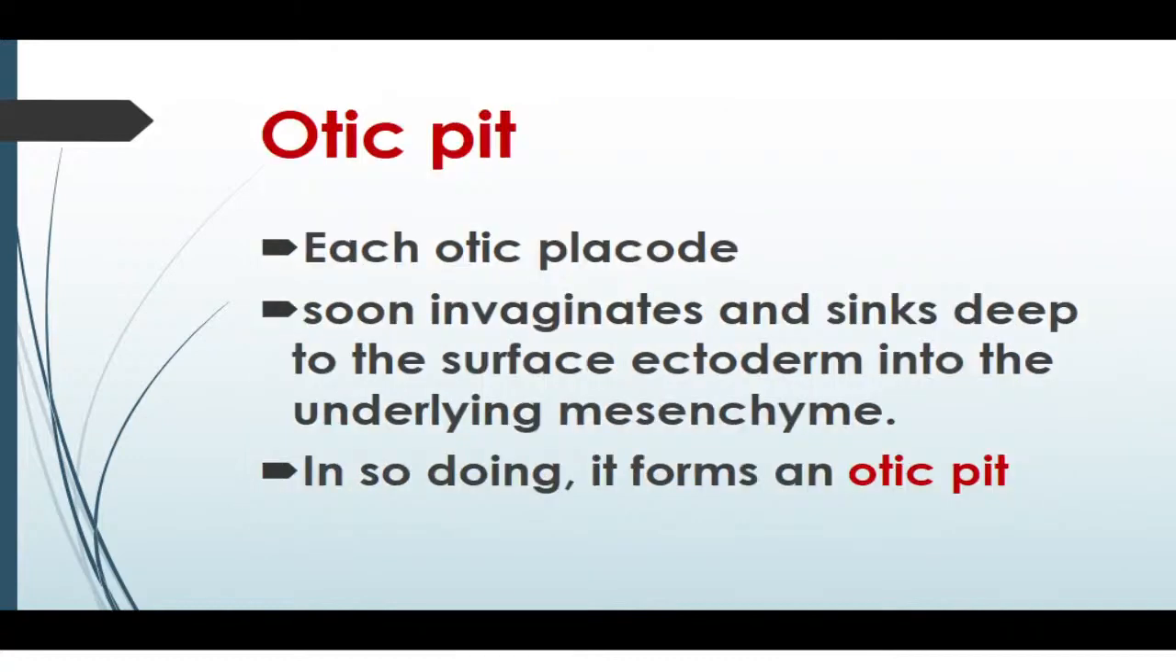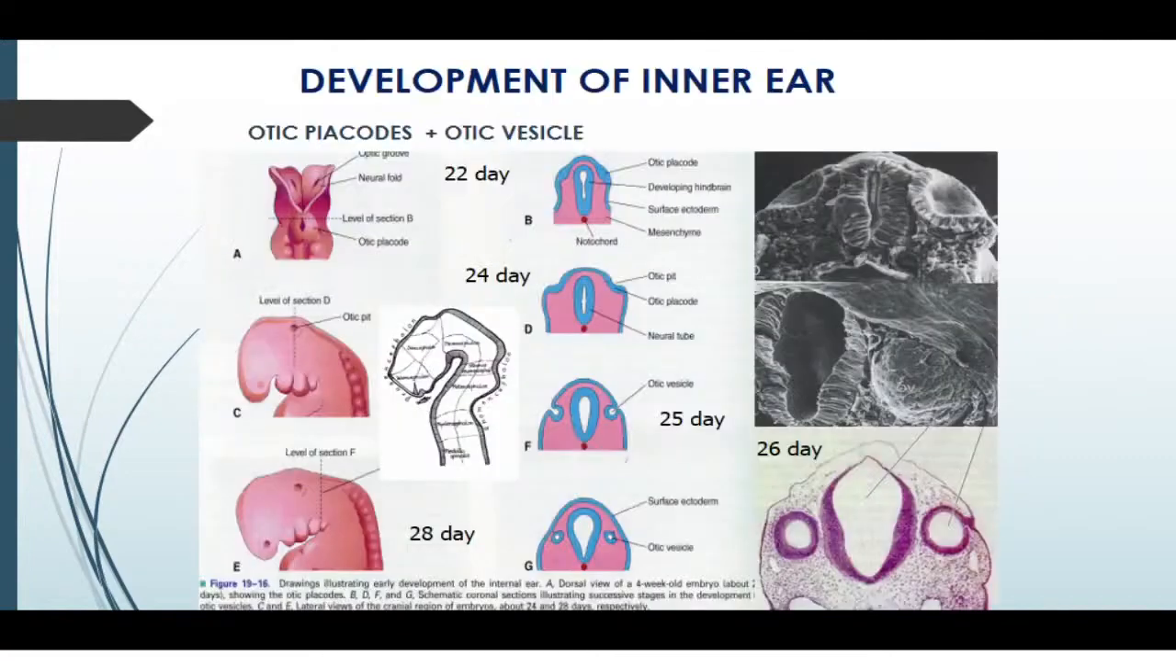Second, the formation of the otic pit. Each otic placode soon invaginates and sinks deep to the surface ectoderm into the underlying mesenchyme. In doing so, it forms the otic pit. The development of the inner ear is very well visible here. Look at this one: otic placodes, seen here and here, and the otic pit. Again, by the 22nd day of development, the otic pit starts to form the otic vesicle.